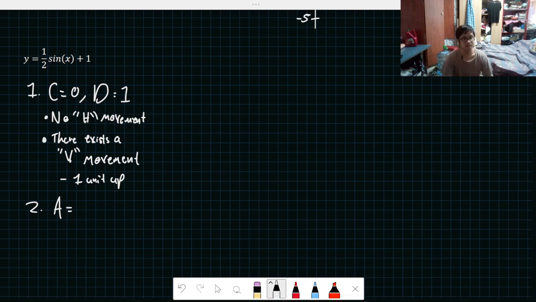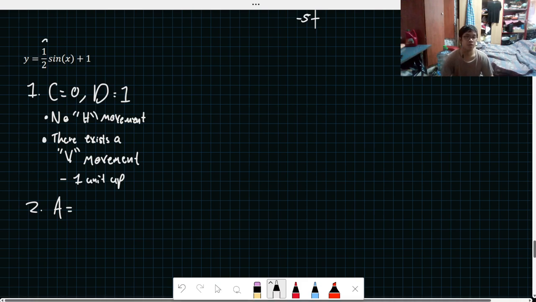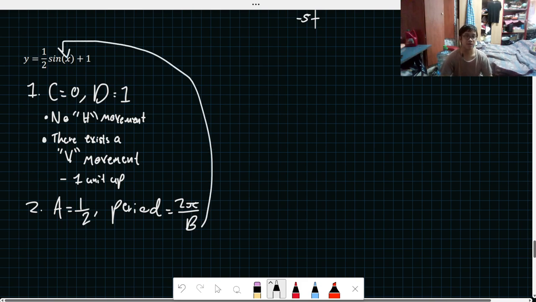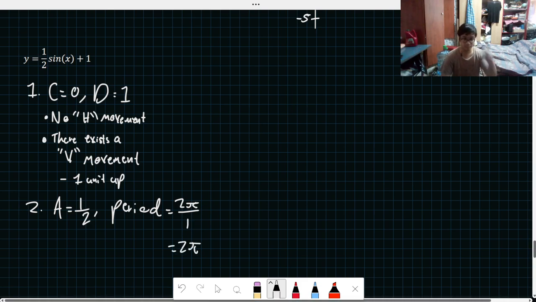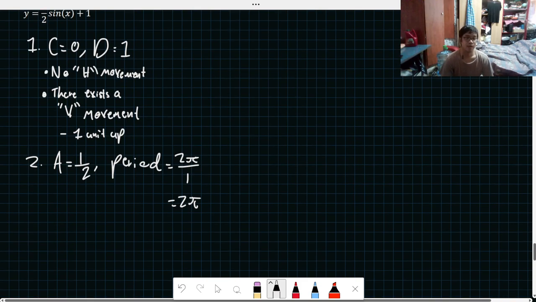Your amplitude is easy. Again, it's basically the coefficient of your sine function. So here, we have 1/2, and that is what you're going to put here. Then your period is once again, what? 2 pi all over b. And where's your b? The coefficient of x, which is 1. So we have 2 pi all over 1, so 2 pi. Good. Now, what's next? The third step is you're going to find the key points.